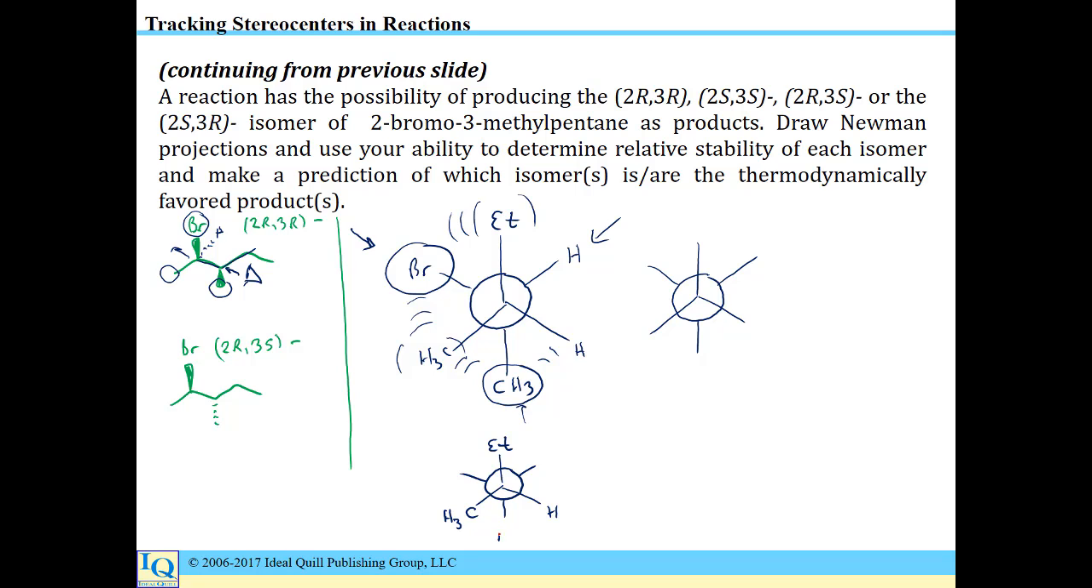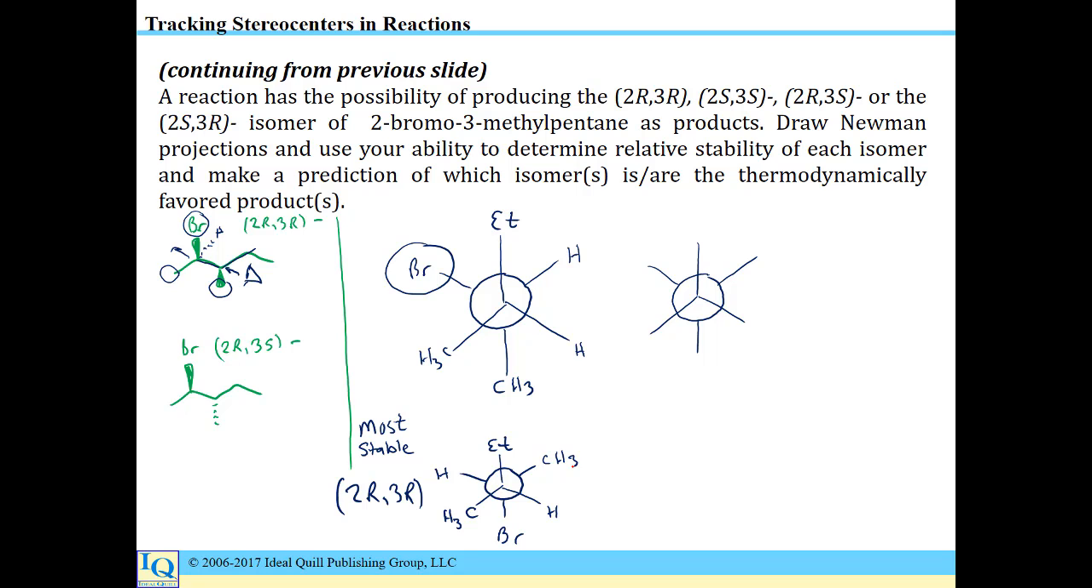So the correct, most stable conformation would be one in which you put the bromine here, which means you rotated it two spaces. The H would rotate two spaces as well and would end up here, and the methyl would rotate two positions and end up here. So this is your most stable conformation for the 2R, 3R isomer.